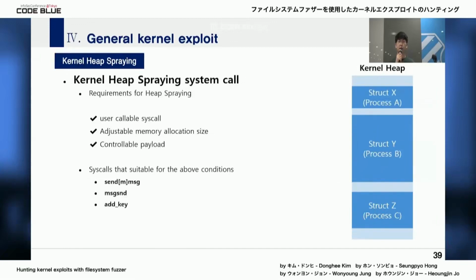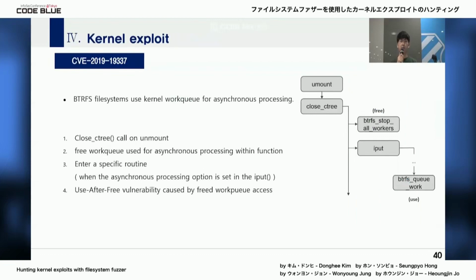So there are several conditions for heap spraying. It must be a user-callable syscall, the memory allocation size must be adjustable, and the allocation value must be controllable. And there were some syscalls that struggled with these conditions. Now we will explain the overview of the zero-day vulnerability that we found, the part that was blocked while developing the exploit, and how we solved it.